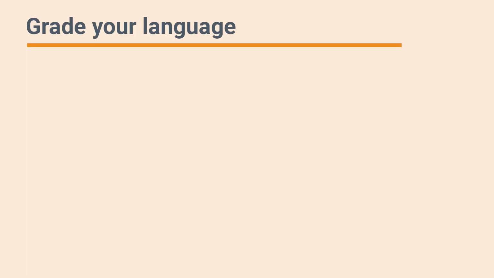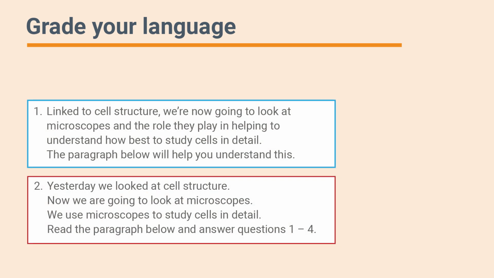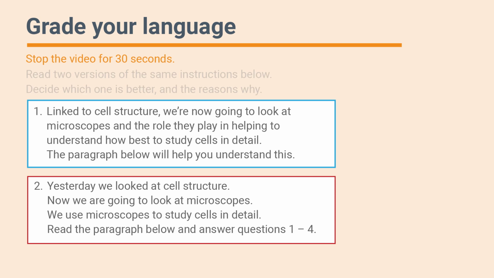The second thing you can do is to grade your language, that is, to make it easier and clearer to understand for your learners. Here you will see two different versions of the same instructions for a task for a secondary science lesson. In a moment, stop the video for 30 seconds and decide which of the instructions is better and the reasons why. Stop the video now and start the video again to find the answers.